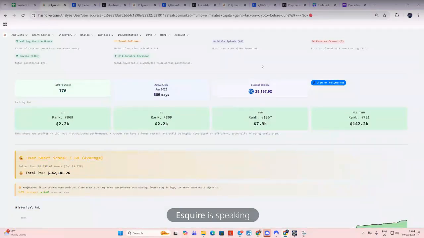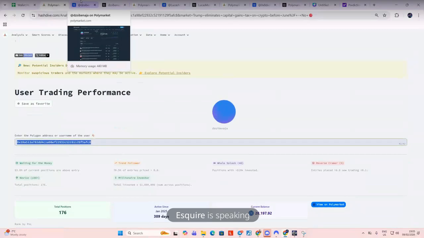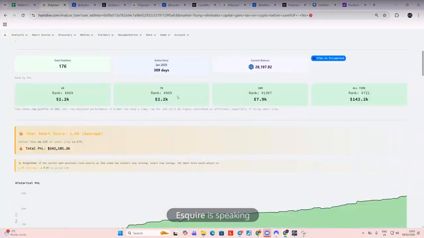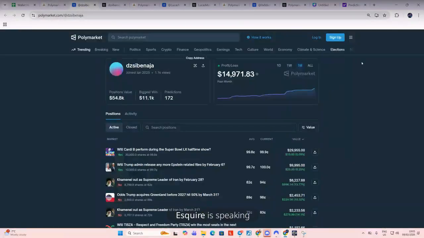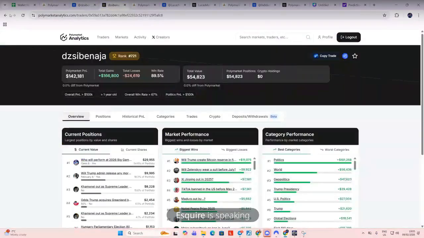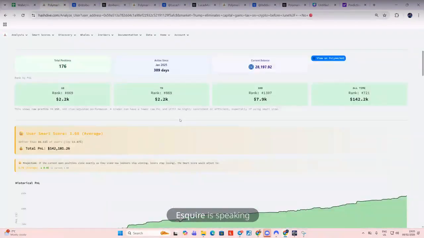So if you want to set this up, say we're looking at this trader, I like using these 3 platforms. The analytics side of wallets is really not that great. So Hashdive, obviously, Polymarket, and then Polymarket Analytics. So from here, I've found a trader. I like him. How am I going to set this up?